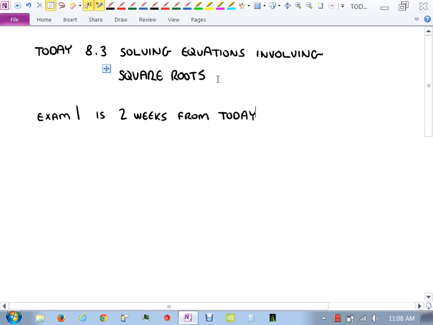All right, so here's what we're doing today. We're going to do 8.3 out of the book. It's solving equations involving square roots.